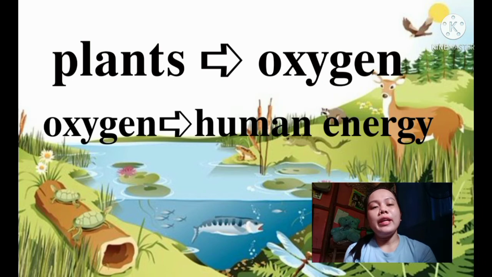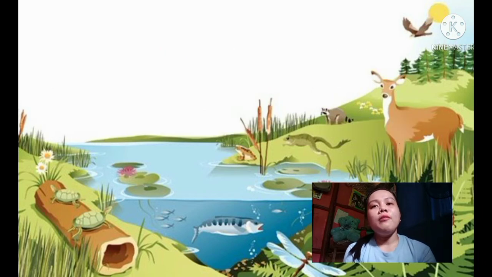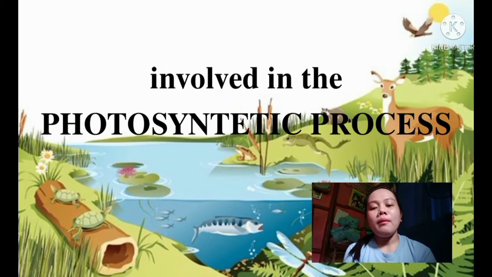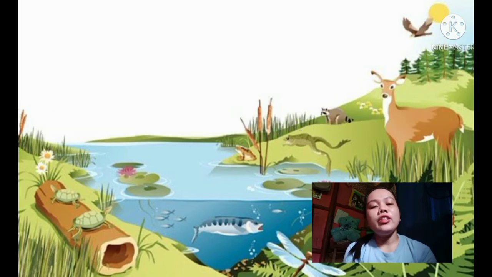Because oxygen gives human energy. Ngano man ang importante man ang energy? Because energy is a material involved in the photosynthetic process. Radiant energy of sunlight is converted into compound by the plants.